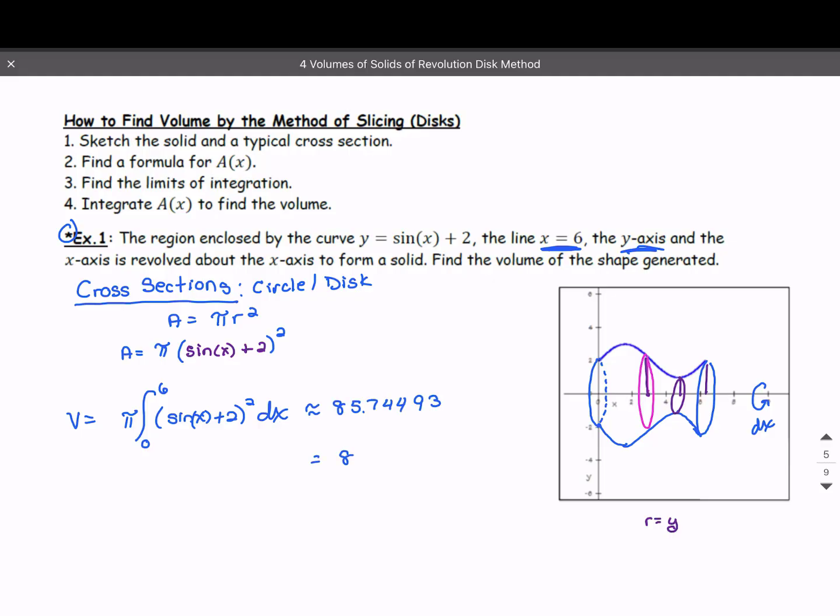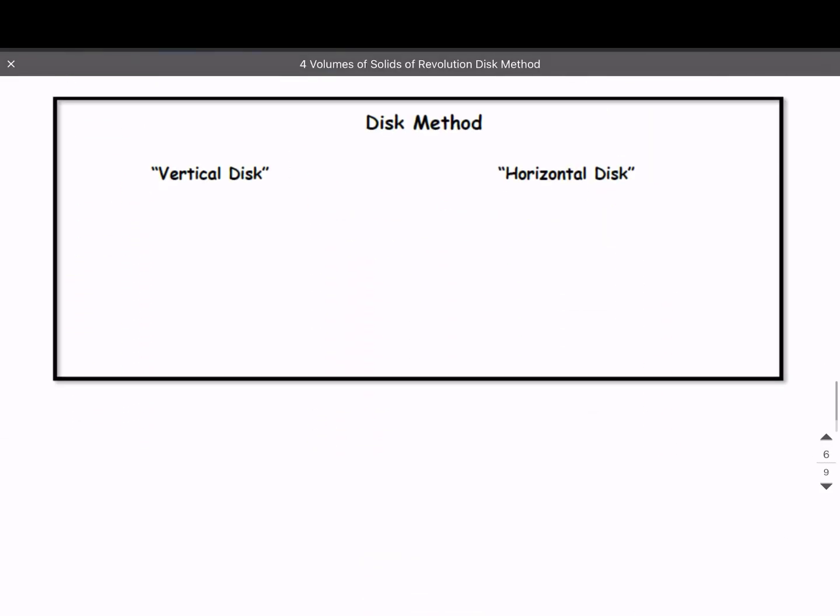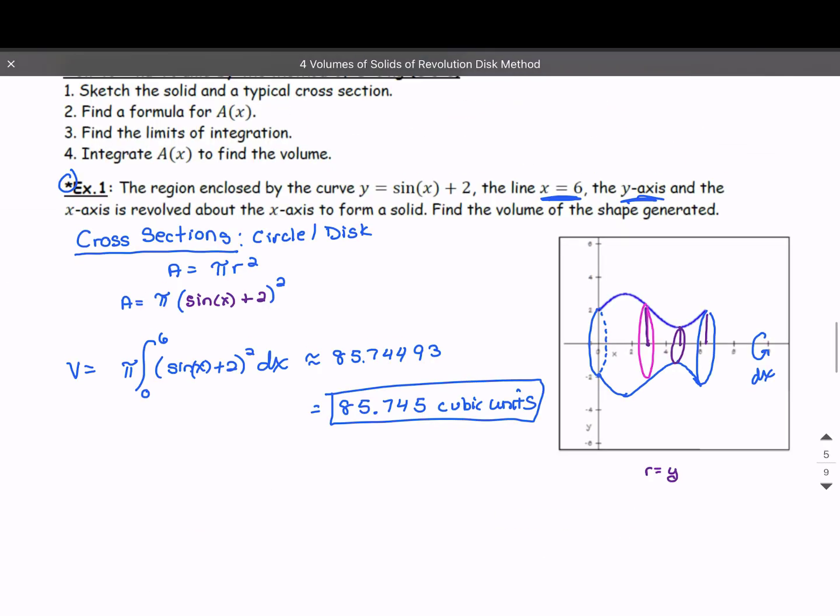So our answer here is 85.745 cubic units. So depending on whether or not they give you units, it would be centimeters cubed, liters cubed, whatever it is, okay? So here we are. We finished our first problem. Now when we think about this, we can revolve around the x-axis, which will give us vertical discs. Remember when we talked about area, we talked about vertical strips.